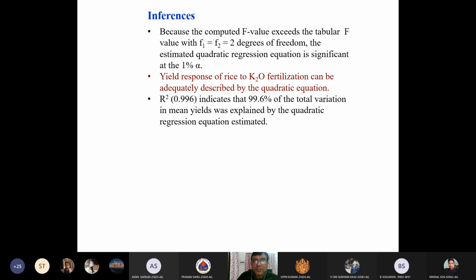Your R square was 0.996. If you convert it into percentage, which is 99.6%, then 99.6% of the total variation in mean yields was explained by the quadratic regression equation. It means most of the relationship between x and y was explained by the quadratic relationship. So this is how we interpret the coefficient of determination.